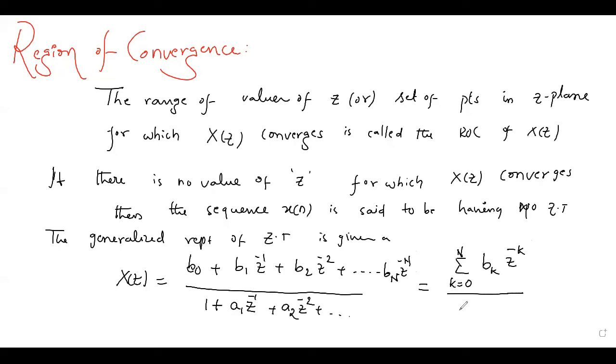Then what about denominator? 1 plus summation k equal to 1 to n, here also suppose n number of terms, ak into z power minus k. So this is our numerator in z domain and this is our denominator in z domain. Roots of numerator are known as zeros, same story here again, poles, sorry, roots of numerator are known as zeros, isn't it?